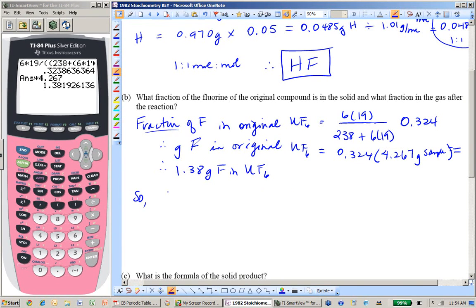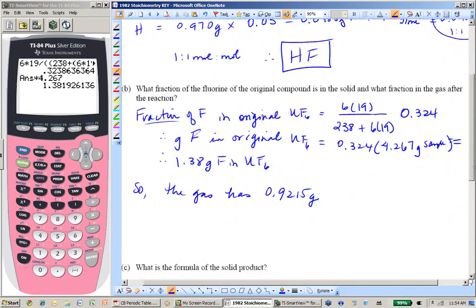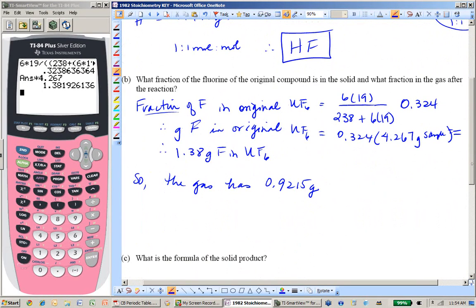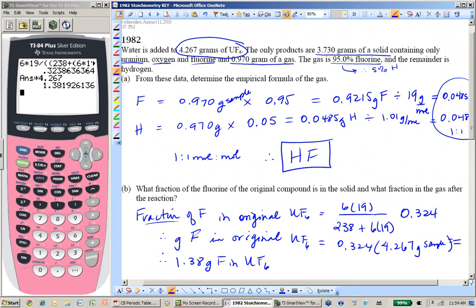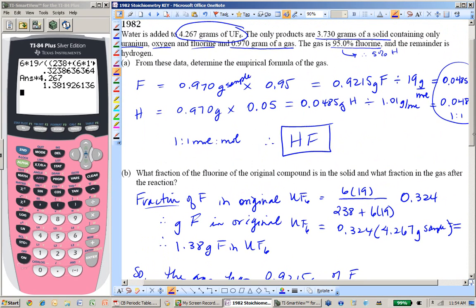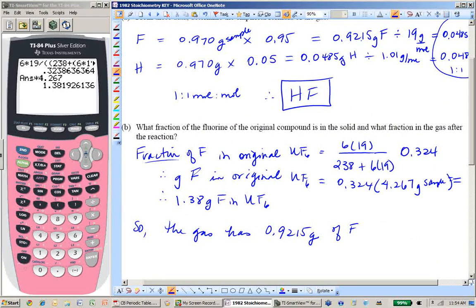So the gas has 0.9215 grams of fluorine. Where did I get that? Oh, that's the 95% times. That's one of the first things I did. That number came from part A, right up here. Okay, so that many grams of fluorine.